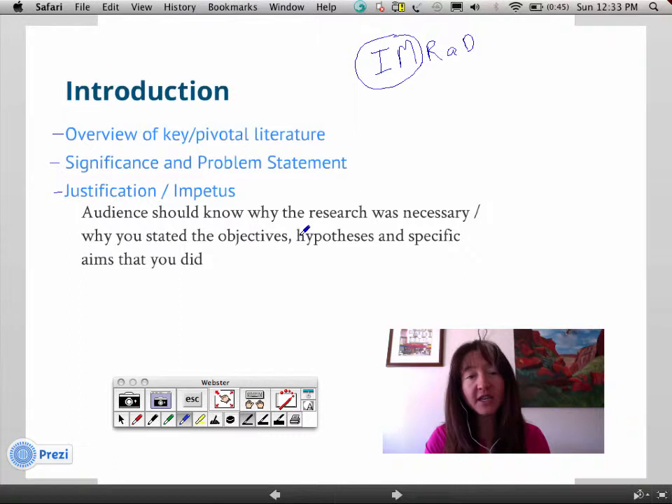Now, for you guys, I had a really great conversation with Will and Sindre about hypotheses and specific aims and how they differ from objectives. All of us just stated objectives, and that was 100% fine for the particular proposal that we had at hand.